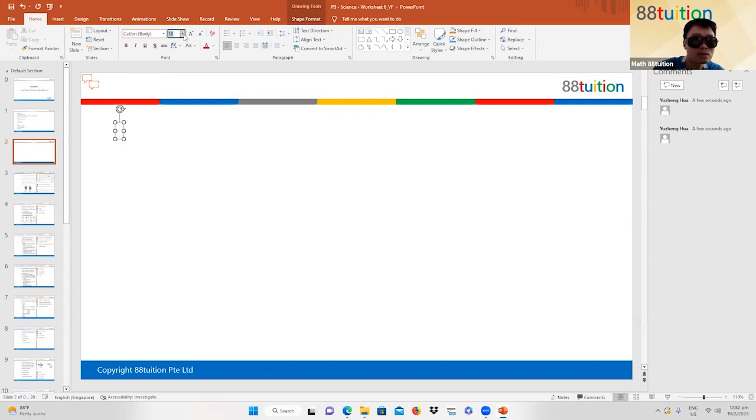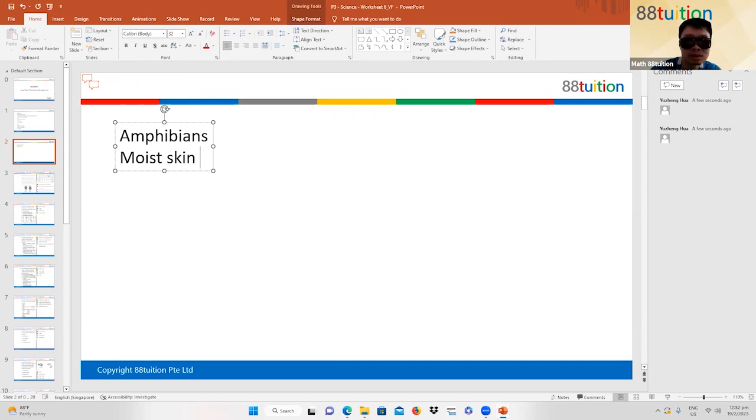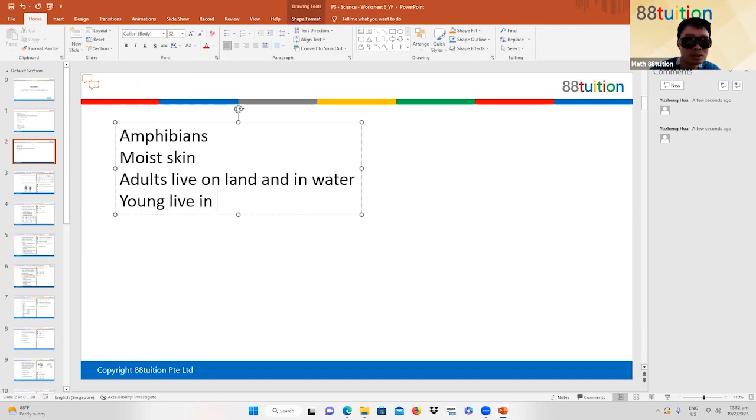Okay, amphibians, Haris. The young must live in water, but the adults can live in water and on land, yeah? They have moist skin, okay? Adults live on land and in water, okay? But young live in water, okay?